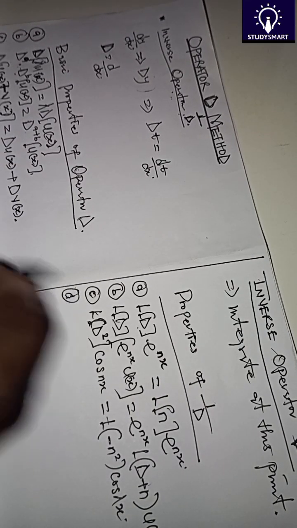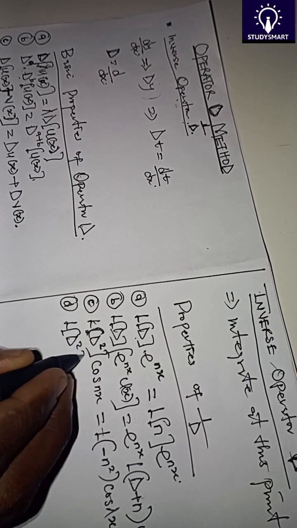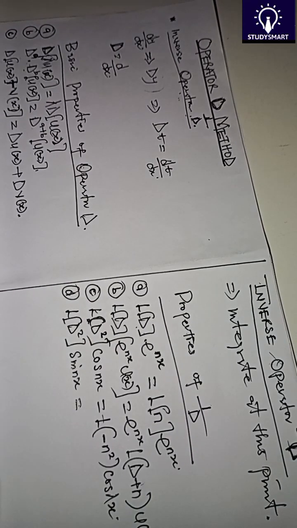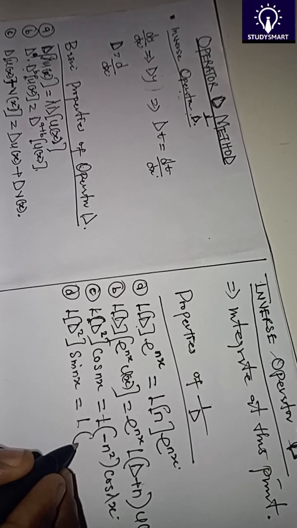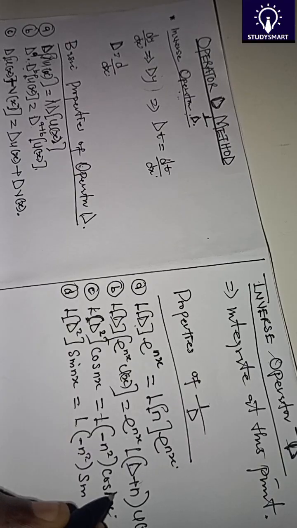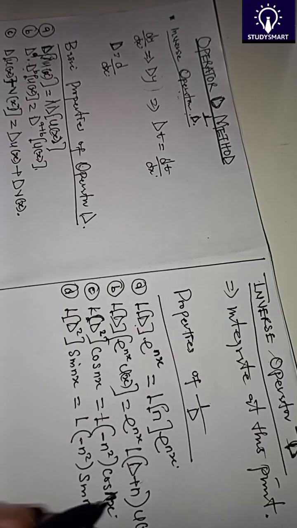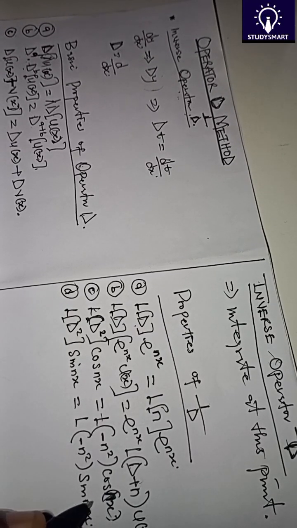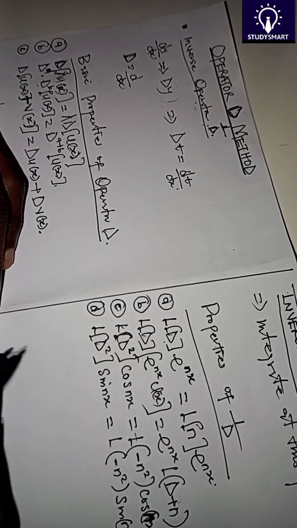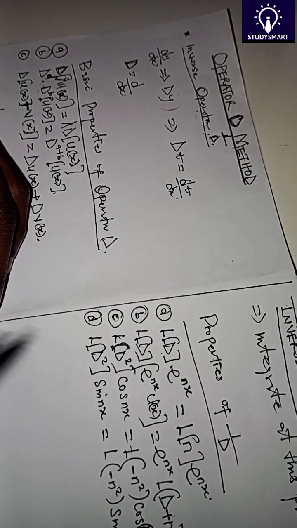So the last property, if I have L into D squared for sine nx, I'm going to have it to be the same as well. So this is L into minus n squared sine nx, where n can be any number. So we'll be taking some few examples in order for us to illustrate this point.